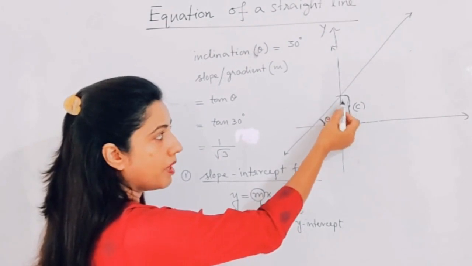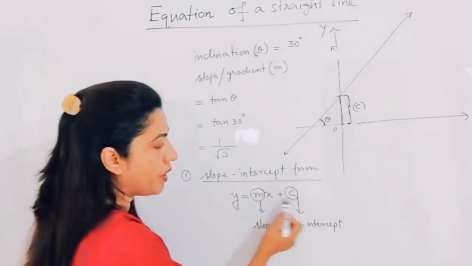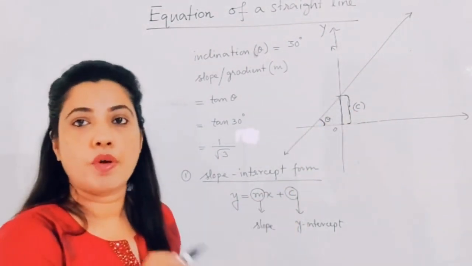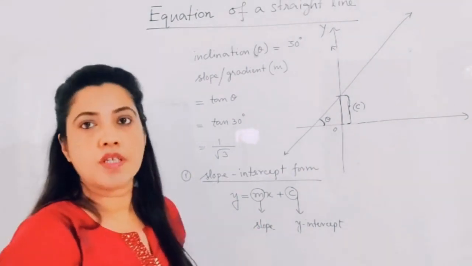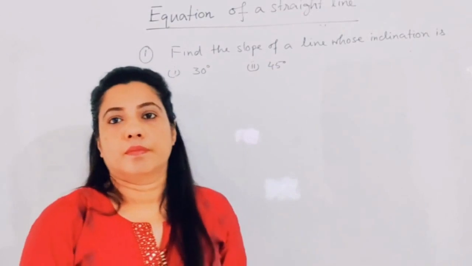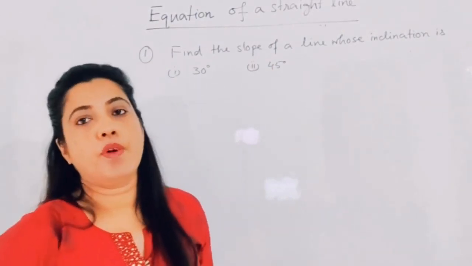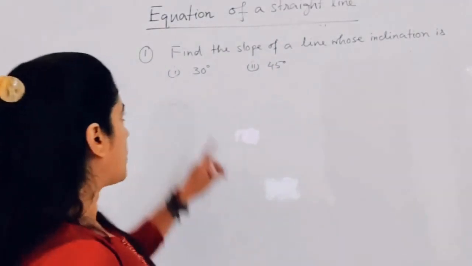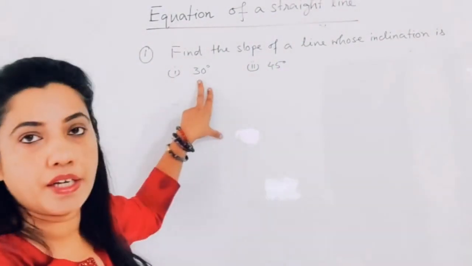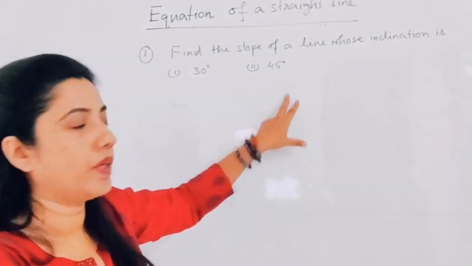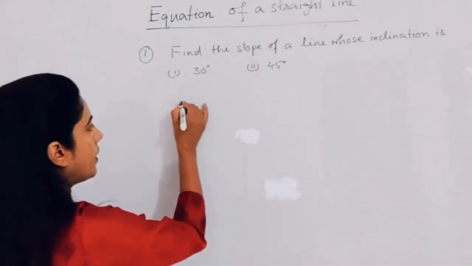If we know this particular value, we will put it here and we will get the equation of a line. So let us solve some basic questions on this. Let us start with the first question from RS Aggarwal. The first question is, find the slope of a line whose inclination is 30 degree and 45 degree. So let us do the first question.